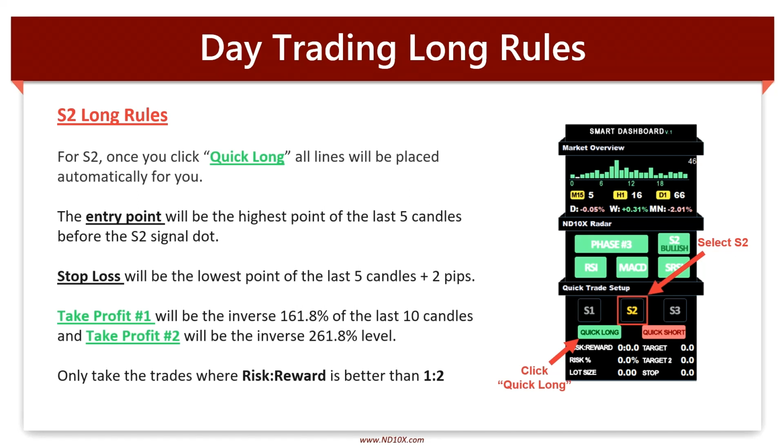S2 long rules. For S2, once you click Quick Long, all lines will be placed automatically for you. The entry point will be the highest point of the last 5 candles before the S2 signal dot. Stop loss will be the lowest point of the last 5 candles plus 2 pips. Take profit 1 will be the inverse 1618 of the last 10 candles, and take profit 2 will be the inverse 2618 of those last 10 candles. Only take the trades where risk reward is better than 1 to 2.